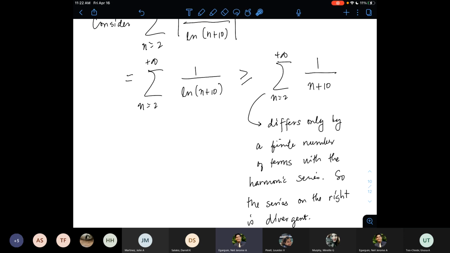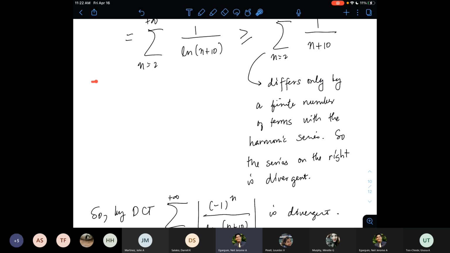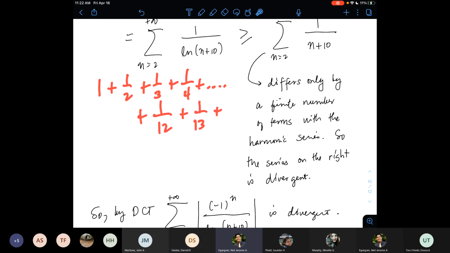For me, the easiest reasoning why this would be divergent is because it looks like the harmonic series. Remember the harmonic series? The harmonic series is the sum of 1 over n, starting from 1 until infinity. It is 1 plus 1 half plus 1 third plus 1 fourth and so on, plus 1 over 12 plus 1 over 13 plus 1 over 14 and so on. That's the harmonic series once expanded.